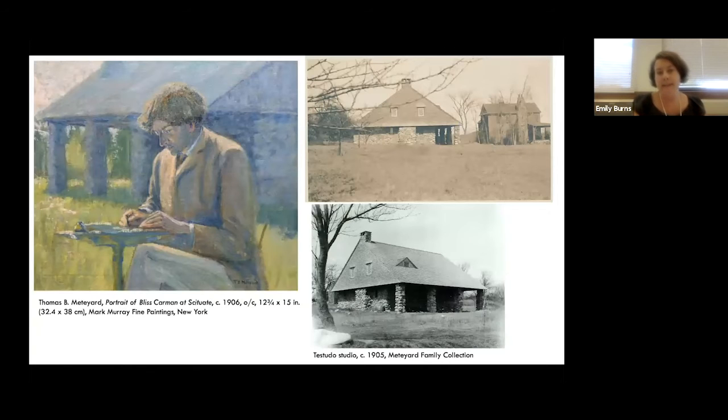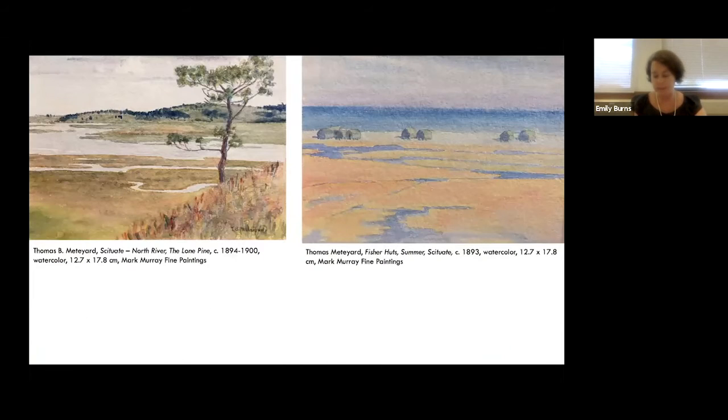Meteyard moved back to the United States in 1893 into the house and studio his family and friends called Testudo at Scituate, Massachusetts. And here you can see two photographs of the studio building alongside Meteyard's portrait of Carmen riding outdoors with the studio behind. In addition to working on the 3 volumes for Songs from Vagabondia with Carmen and Hovey, Meteyard continued to make the gem watercolors as he had in Giverny.